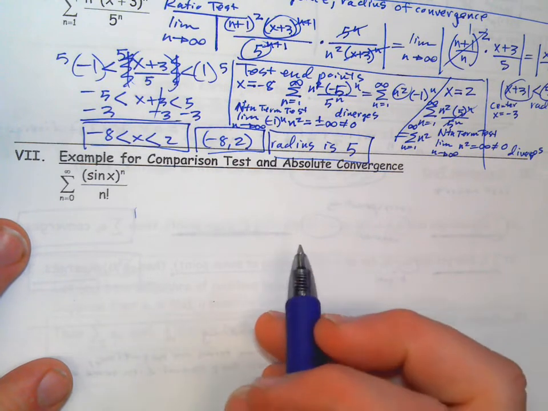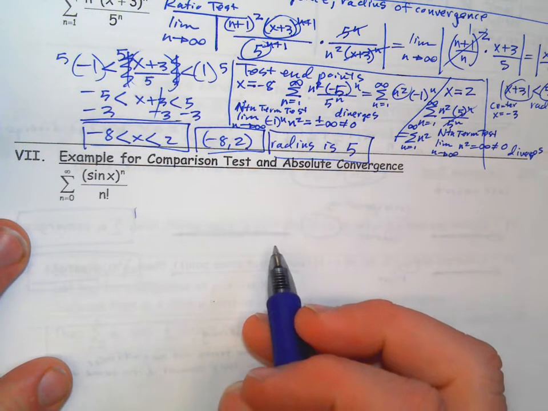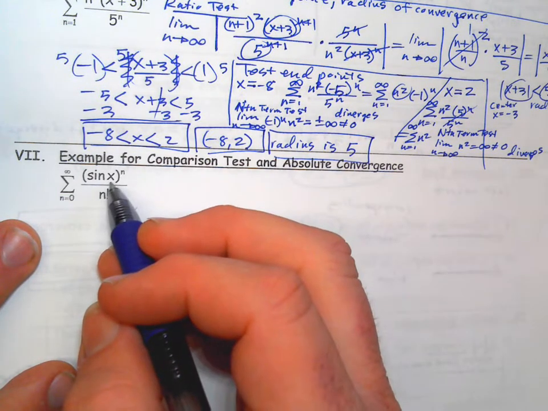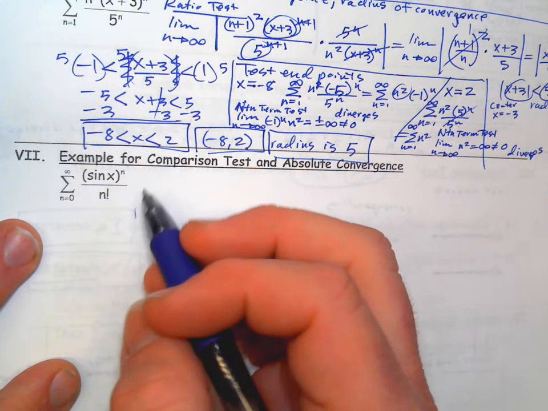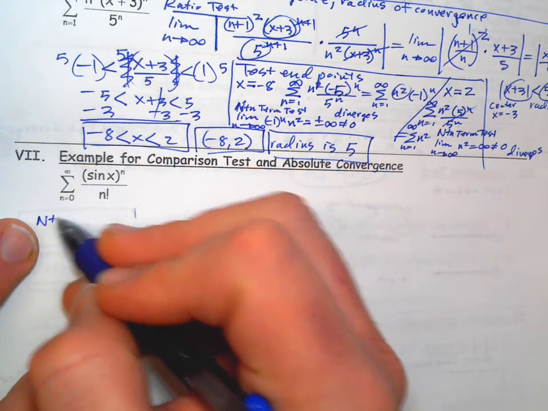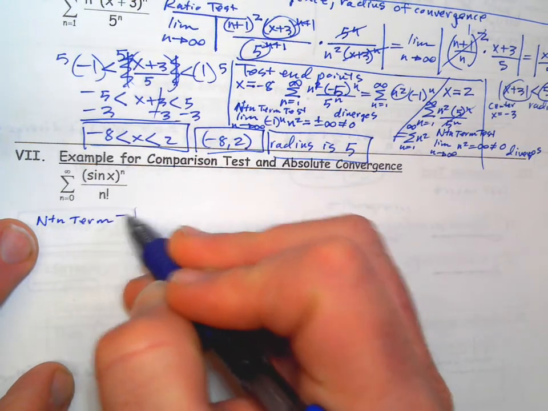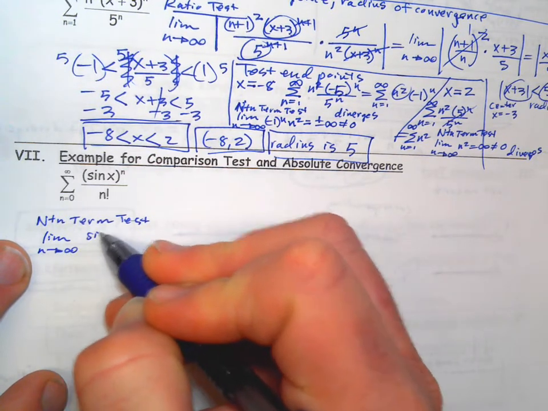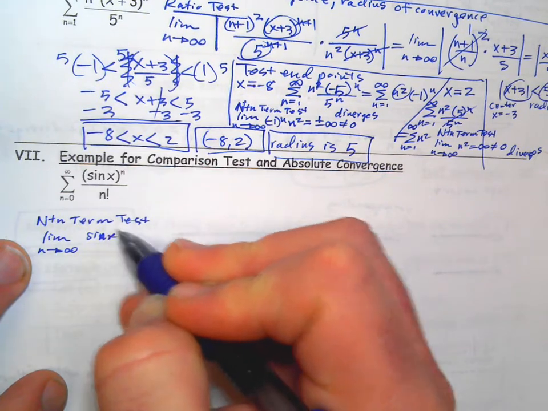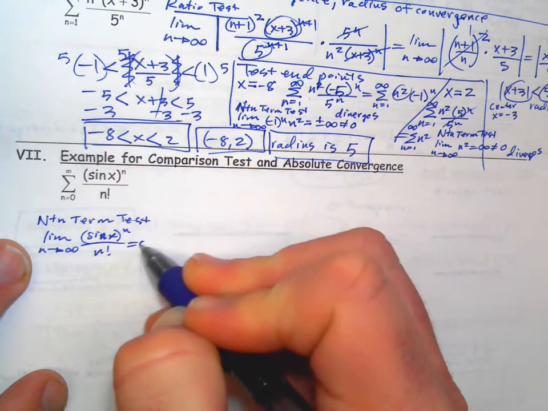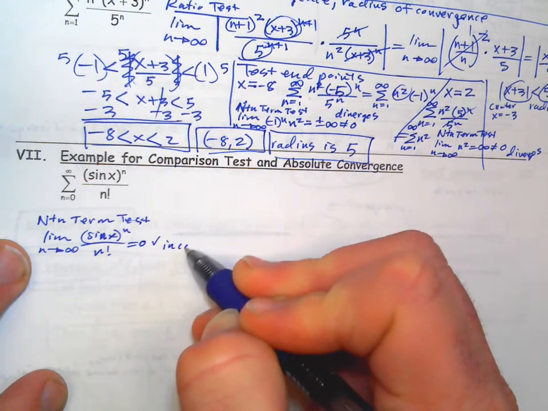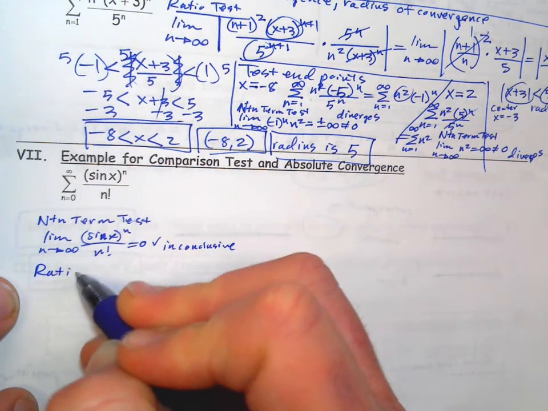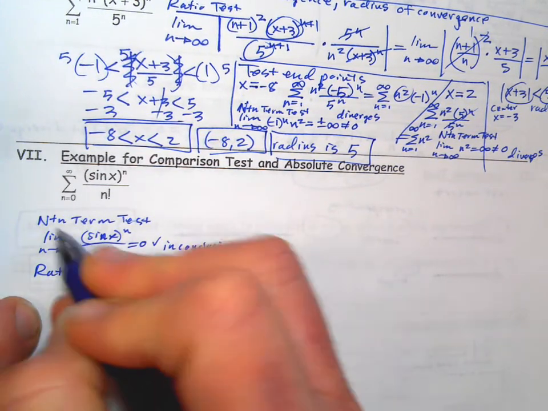Okay, now here's an example of using the comparison test and also the idea of absolute convergence. This on its own, if n equals 0, and we're going to blow up, we could try the nth term test. Let's see, limit as n goes to infinity of sine x to the n over n squared. It's going to go to 0, but that's inconclusive. We could try the ratio test. Now, one of these might work. I'm going to still show you this comparison test.